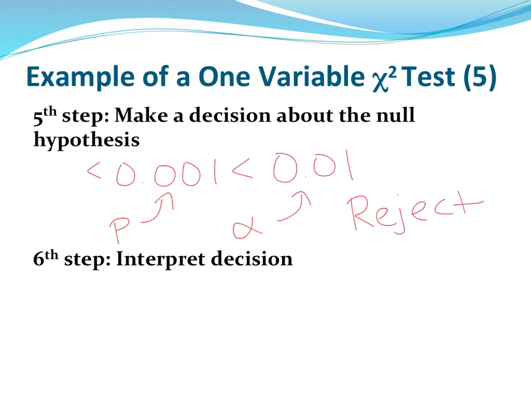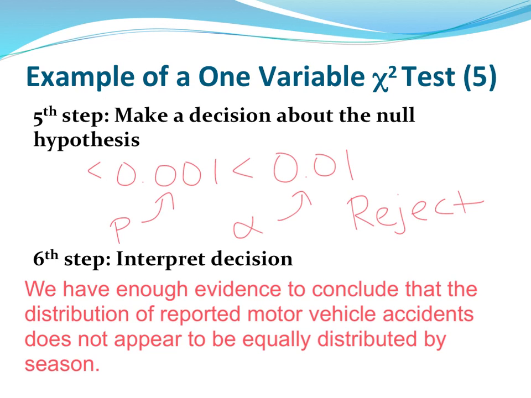Our test results would be considered statistically significant. When interpreting our decision, since we rejected the null hypothesis, we will say that we have enough evidence to conclude that the distribution of reported motor vehicle accidents does not appear to be equally distributed by season. In other words, there does appear to be a difference in the distribution of reported motor vehicle accidents by season.